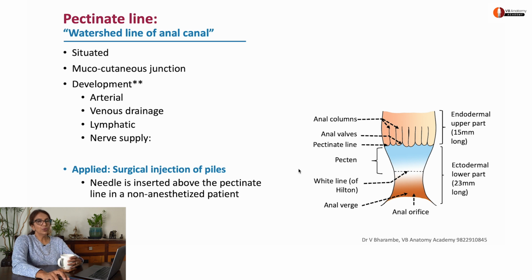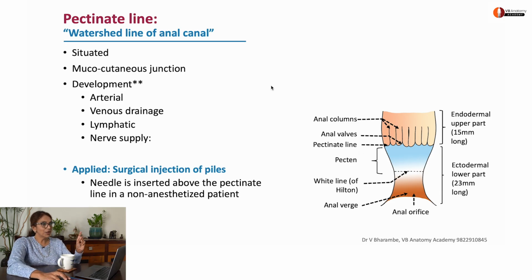So you saw fistulas, you saw hemorrhoids, but we've discussed the anal canal only till the pectinate line. Let's understand why this pectinate line is so discussed. It is situated at the junction of the upper and the middle part of the anal canal. It's a mucocutaneous junction, developmentally the junction between the endodermal and ectodermal parts of the anal canal.